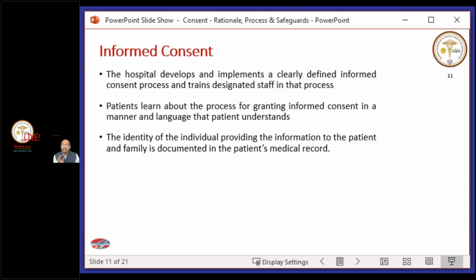Patients learn about the process for granting the informed consent in a manner and language that patients understand. The identity of the individual providing the information to the patient and the family is documented in the patient's medical record. This is something that needs to be recorded, and this is usually done by most of us. It is by recording the name of the person who is obtaining the consent. That means the person who is providing the explanation and the person who is getting the patient's signature. It has to be a doctor performing the procedure or a member of his team.